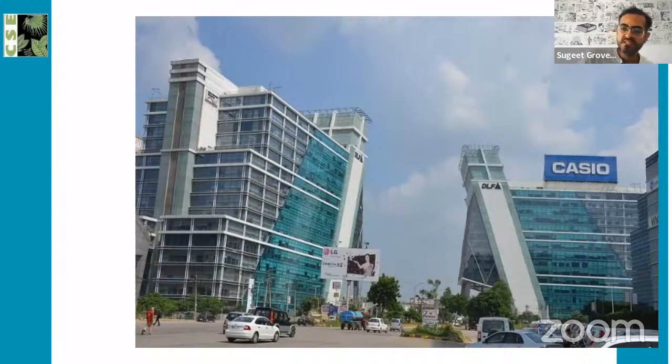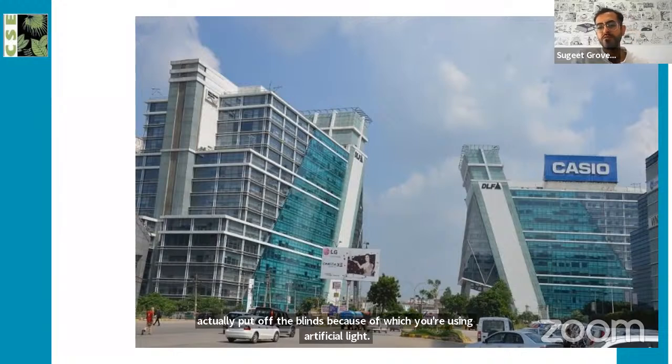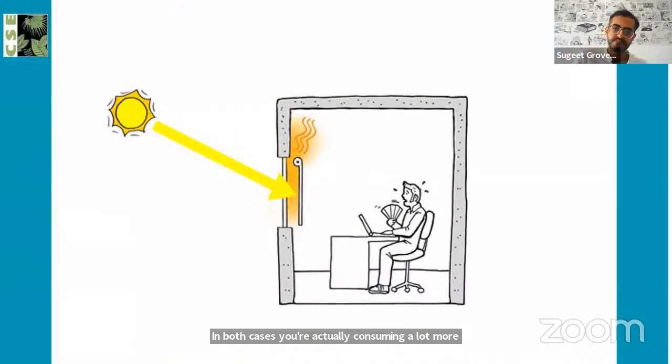The second reason, of course, is that you will have the greenhouse effect if your building is not well protected, which is a sad reality in our urban lives now. A lot of the buildings being built are using a lot of glass, which is trapping heat. And because of the excess light that comes in, you put down the blinds, because of which you're using artificial light. In both cases, you're consuming a lot more energy than you should be using, right?